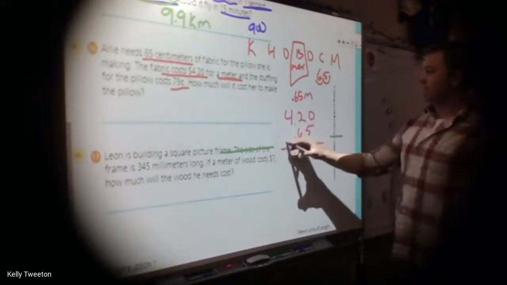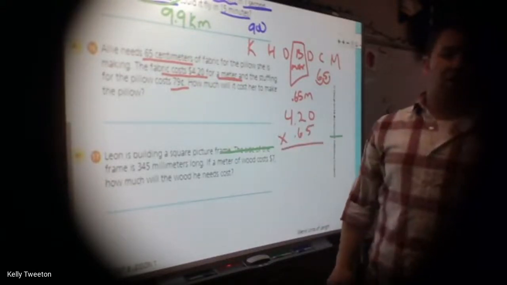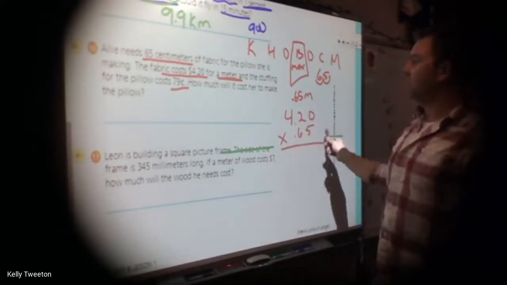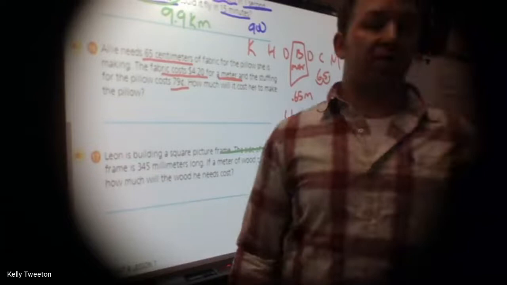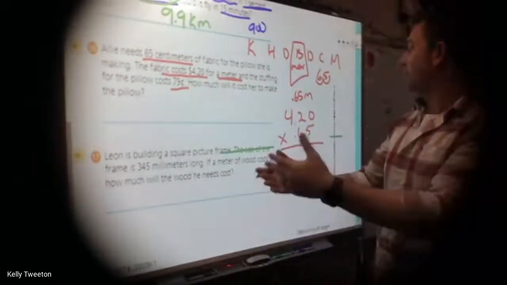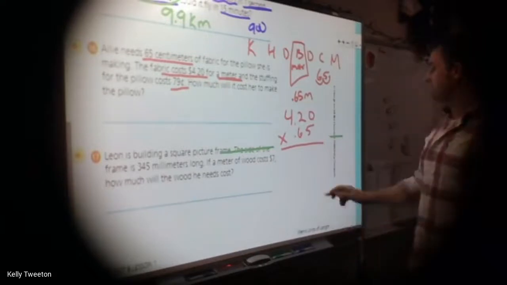0.65. Correct. Now, thinking about what we know, this is more than $1, but this is less than a whole meter. It shouldn't even cost $4.20 for that first one because we know they're not even buying a meter of fabric. They're buying less than a meter. So let's go ahead and multiply these two.